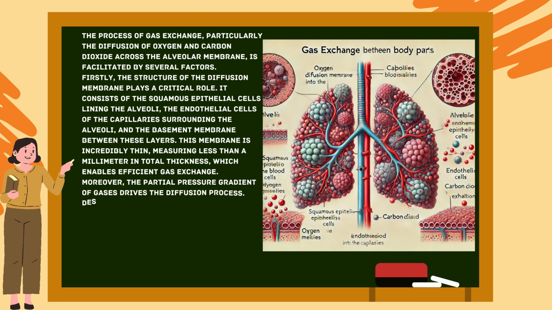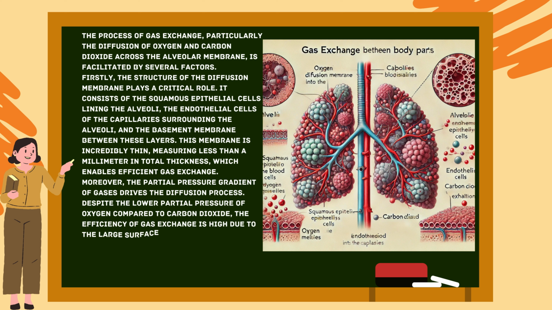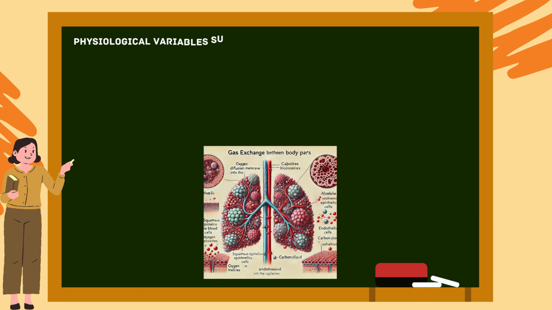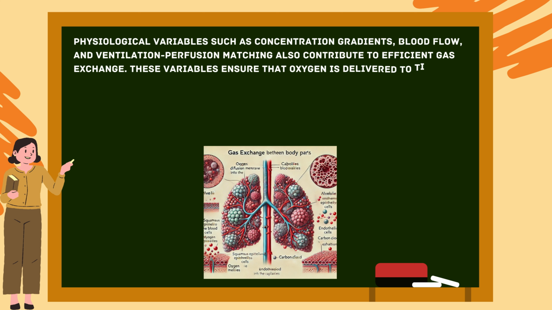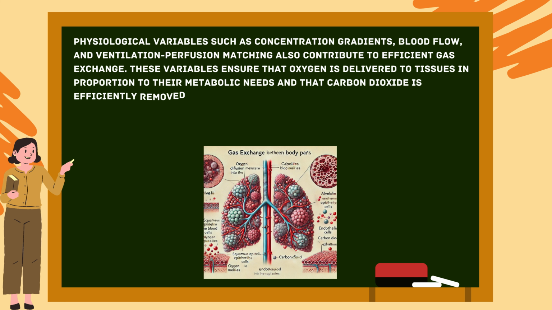Moreover, the partial pressure gradient of gases drives the diffusion process. Despite the lower partial pressure of oxygen compared to carbon dioxide, the efficiency of gas exchange is high due to the large surface area of the alveoli and the rich blood supply in the pulmonary capillaries. Physiological variables such as concentration gradients, blood flow, and ventilation perfusion matching also contribute to efficient gas exchange. These variables ensure that oxygen is delivered to tissues in proportion to their metabolic needs and that carbon dioxide is efficiently removed from the bloodstream.